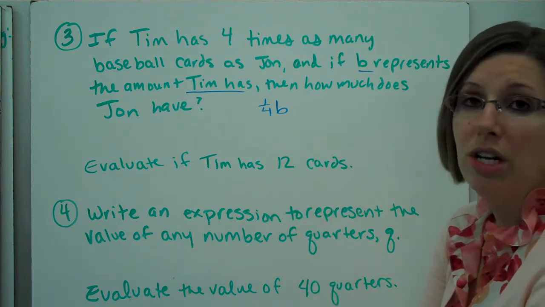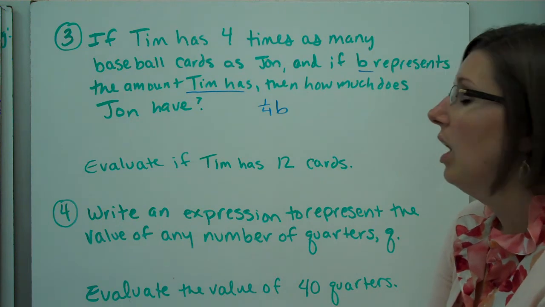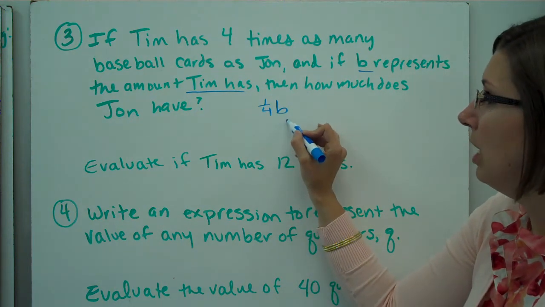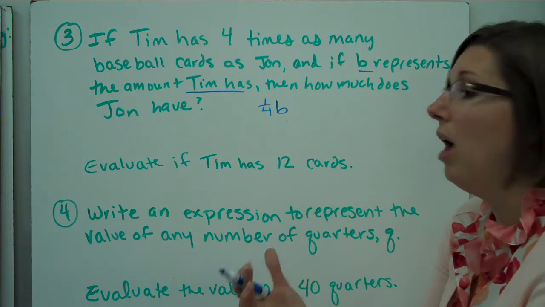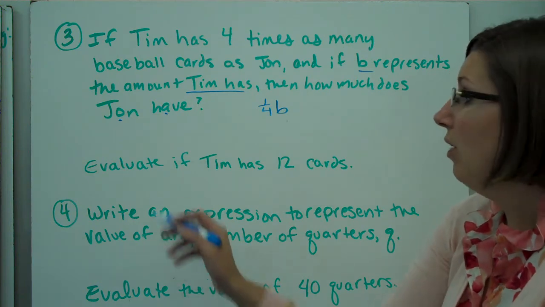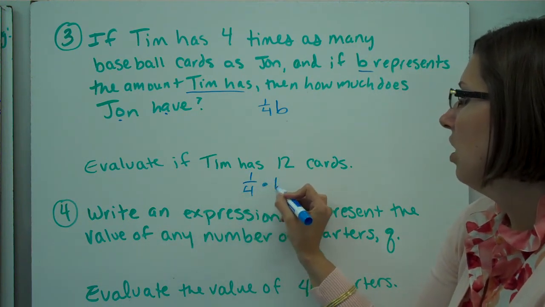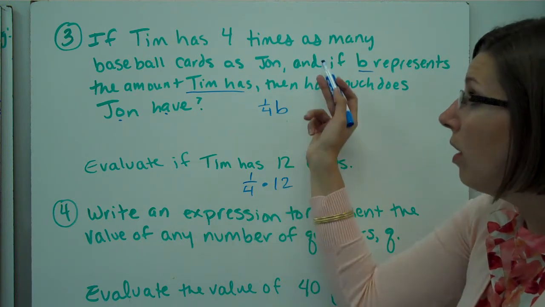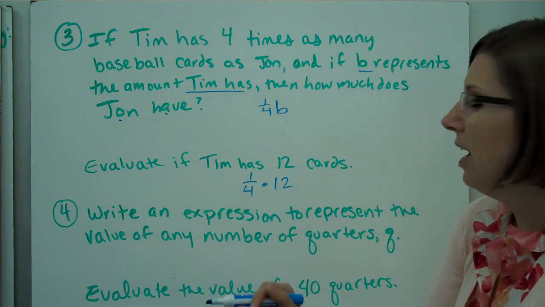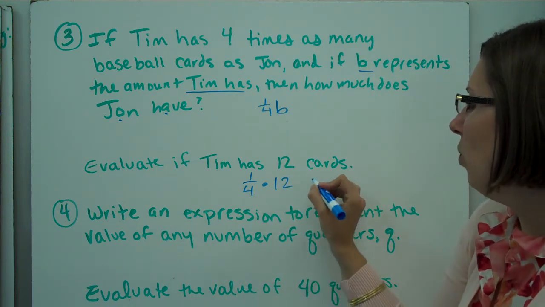This is my expression. I don't need equal signs. I don't need to set up an equation. I just simply write that 1/4 times B, that's how many cards John will have. Now, if we know that Tim has 12 cards, and remember, Tim has more than John because he's got 4 times as many, we're going to multiply. What's 1/4 of 12?